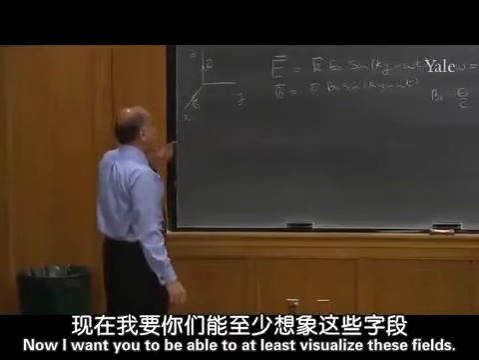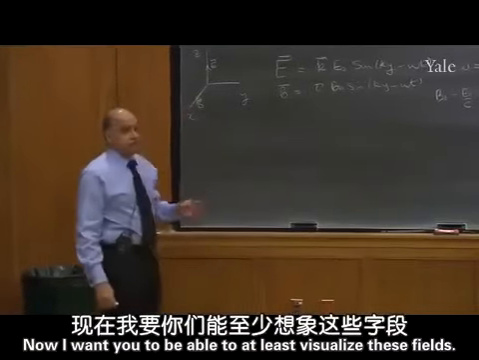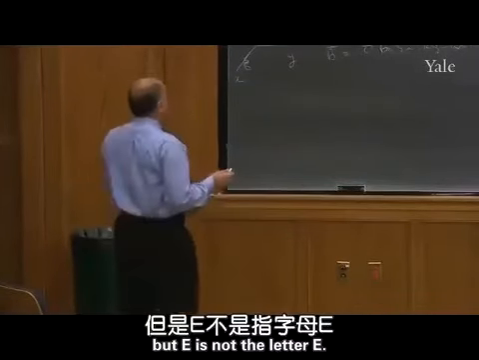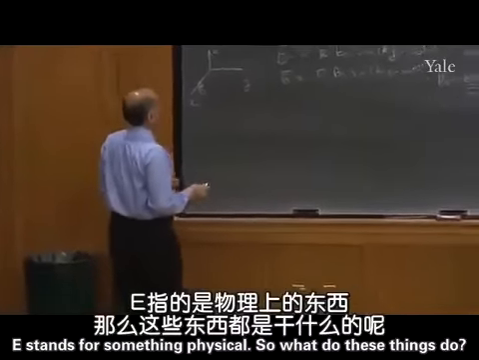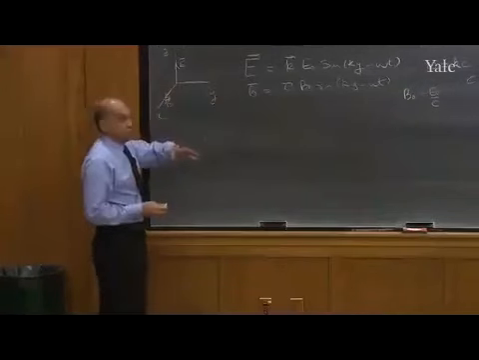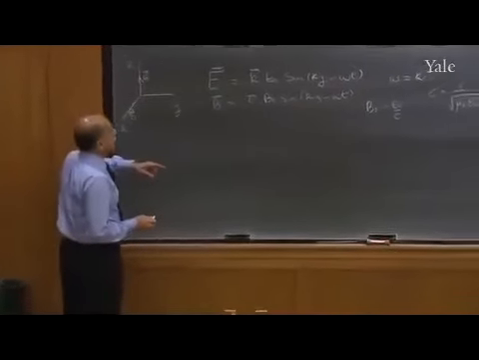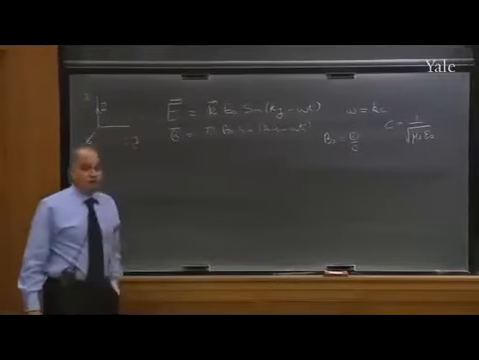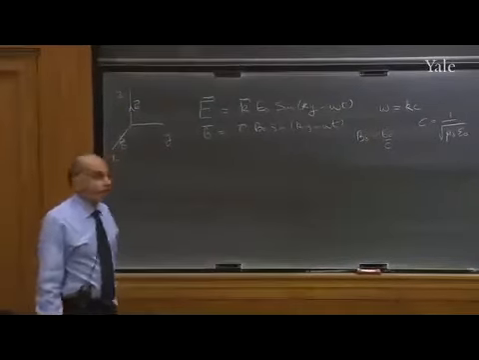Now, I want you to be able to at least visualize these fields. You can write them on a piece of paper, but E is not just the letter E. E stands for something physical. So what do these things do? First of all, what is k and what is omega? I realize that some of you are not familiar with what k and omega mean.